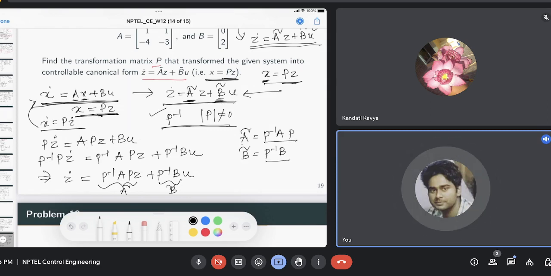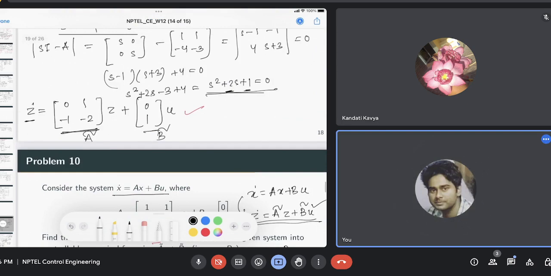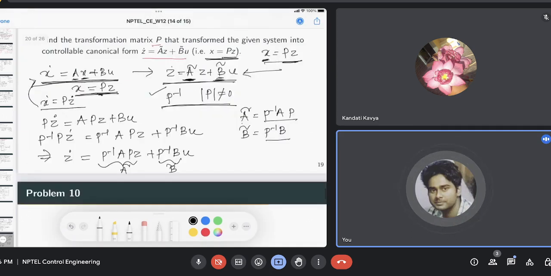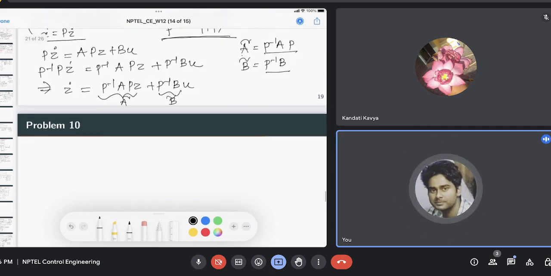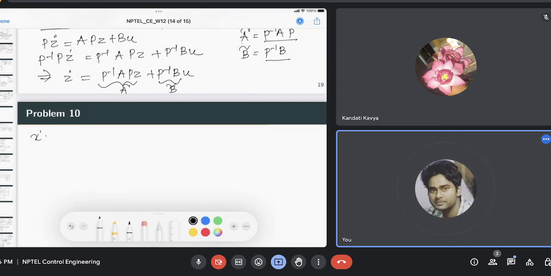Now assume that we want the controllable canonical form. In our case we want this A tilde and B tilde in controllable canonical form. So can we come up with a P matrix that will transform to that? Why we are doing this will be clear when we go to the design process, because we will need this P matrix. So you are given the form Ax plus Bu and z dot equal to A tilde z plus B tilde u. Now we want to find this P matrix such that we have this transformation.